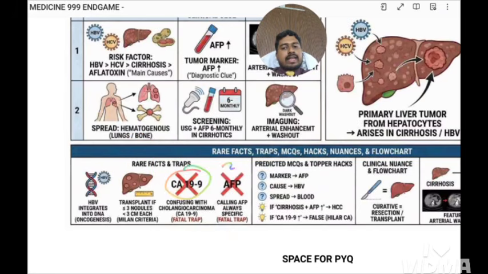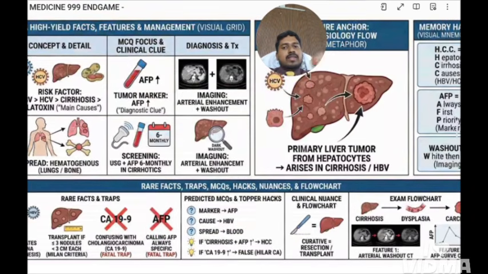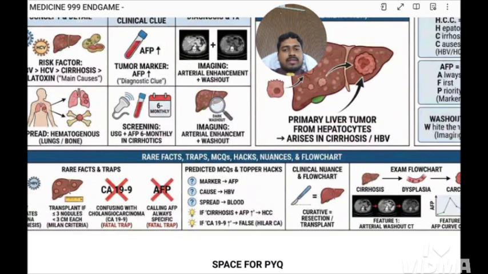Next, CA 19-9 is actually useful in pancreatic adenocarcinoma and cholangiocarcinoma, which we have already discussed in pancreas. It is not for hepatocellular carcinoma. And AFP is not specific. It is mainly used for screening test only. So what is specific? The CT, that triple phase arterial enhancement along with washout, that is very specific.